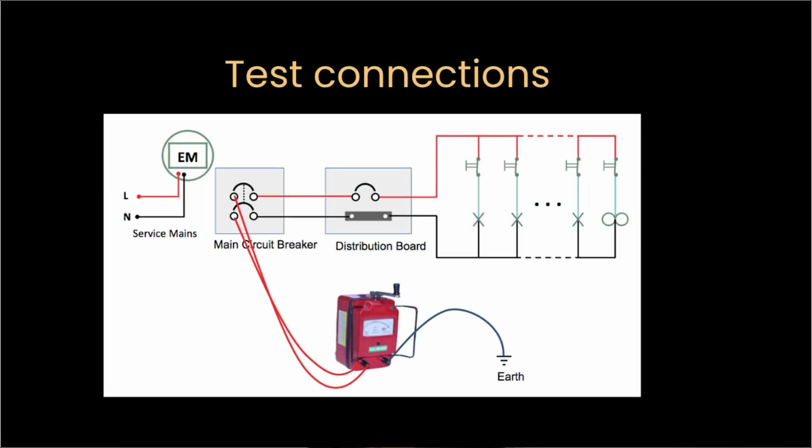The test connection discussed is shown in this figure. As you can see, the supply is disconnected from the main switch. The phase and the neutral from the main switch are connected to one terminal of the Megger. The other terminal of the Megger is connected to the earth. Finally, the switches are in the on position.